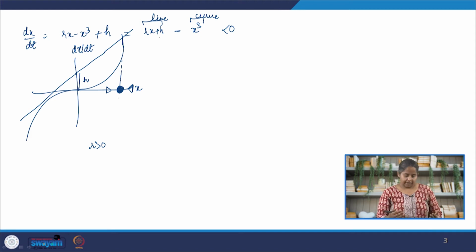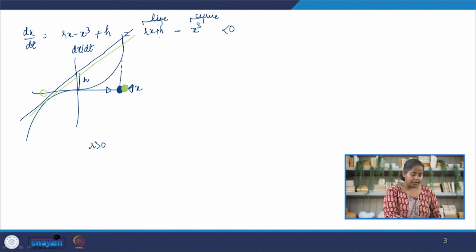Now let's vary h. I am going to use a different color. As we vary h, what we will notice is that there will come a time when this line will be tangential to the curve in the third quadrant. So we still have a fixed point which is stable, a positive fixed point that is stable, but a new fixed point has emerged on the negative side.